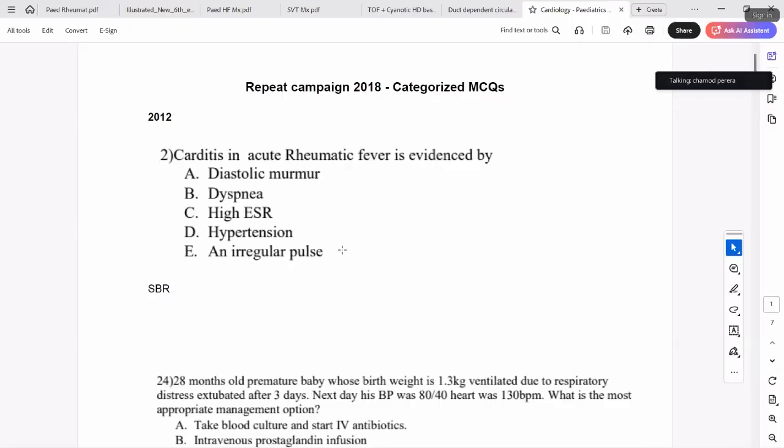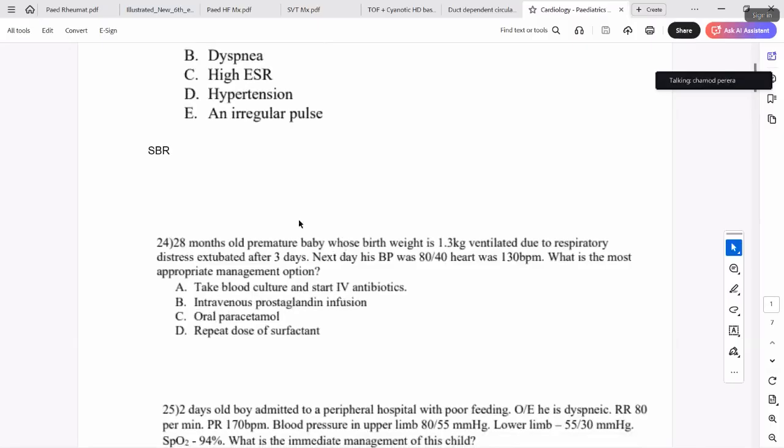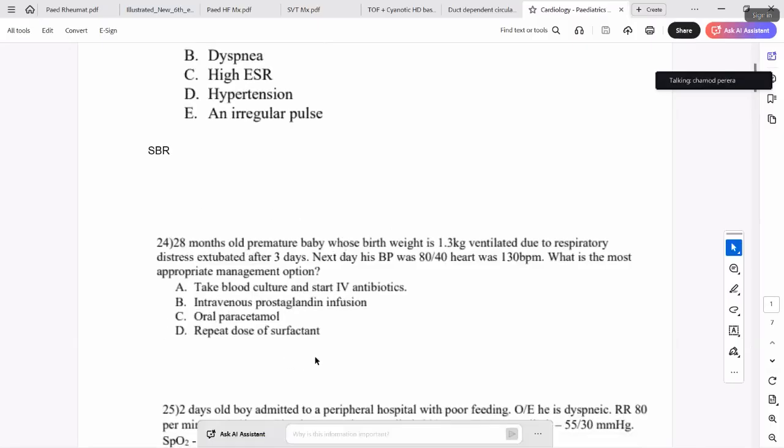Hypertension is a bit questionable. I would say better not to mark it, right? It is not really a feature that you get in rheumatic fever, so better not to mark. And irregular pulse, obviously you can get in rheumatic fever because any mitral valve pathology can give rise to atrial fibrillation and an irregular pulse.